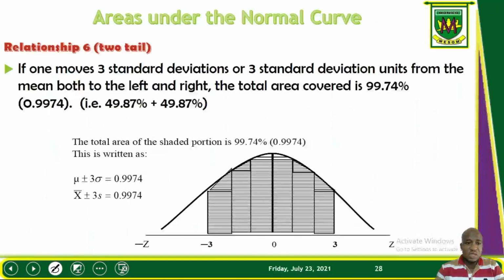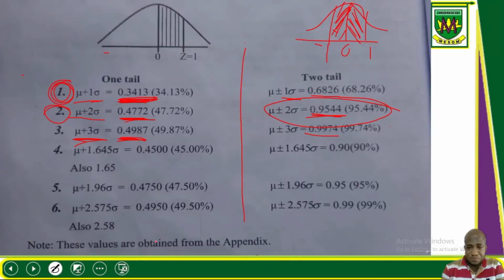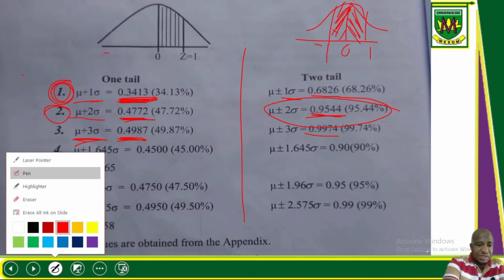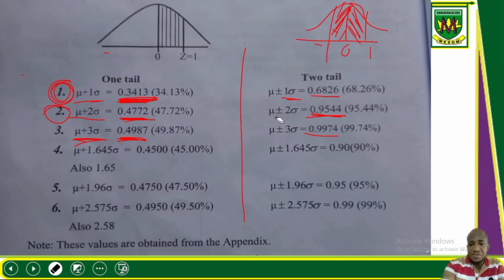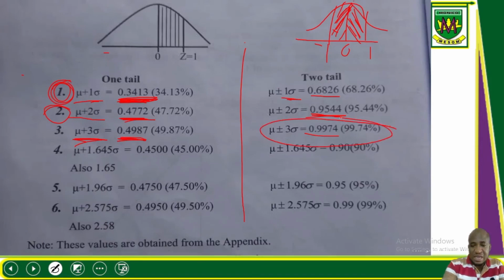Now let's move to the 6th relationship. That one too is two-tailed. On the summarized table, this is what we are talking about, the two-tailed 3 standard deviation units. We are referring to the information here. And since we already have the one-tailed, at the end of the day, we are supposed to add this to itself. So 0.4987 plus another 0.4987 will give us this value.